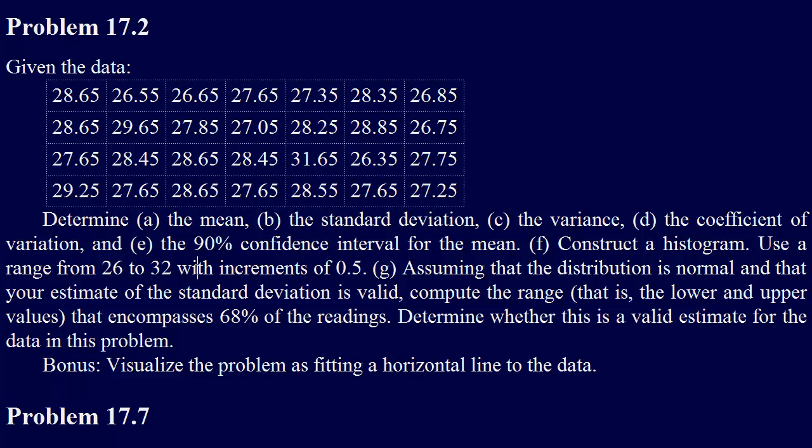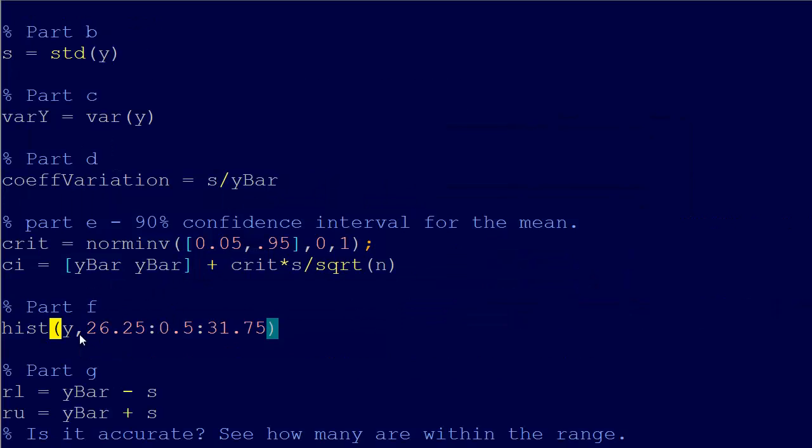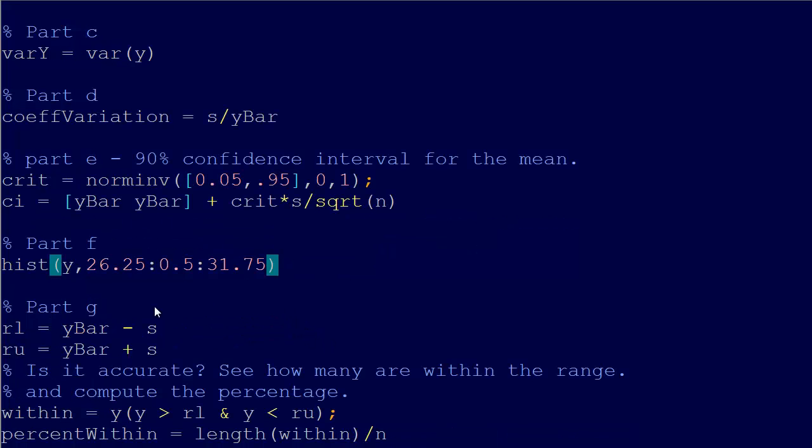and it'll go up to 32 and down to 31.5. So when we specify that here, we say hist(y), that's just our data, and then we go 26.25, 0.5, that's how big the bins are, to 31.75. And that's all there is to it, to plot the histogram.